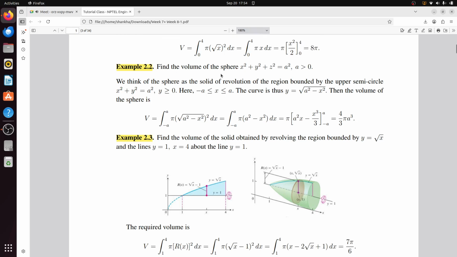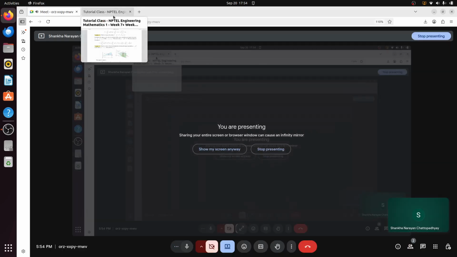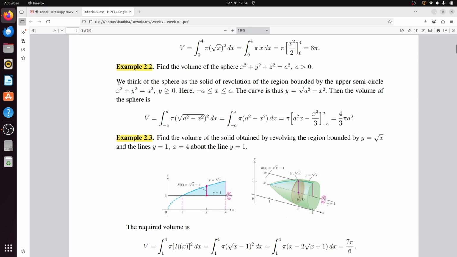You need to find the volume of the sphere x square plus y square plus z square equal to a square, where a is greater than 0. We think of the sphere as the solid of revolution of the region bounded by the upper semicircle x square plus y square equal to a square, y greater than or equal to 0. Here minus a less than or equal to x less than or equal to a. The curve is the square root of a square minus x square.